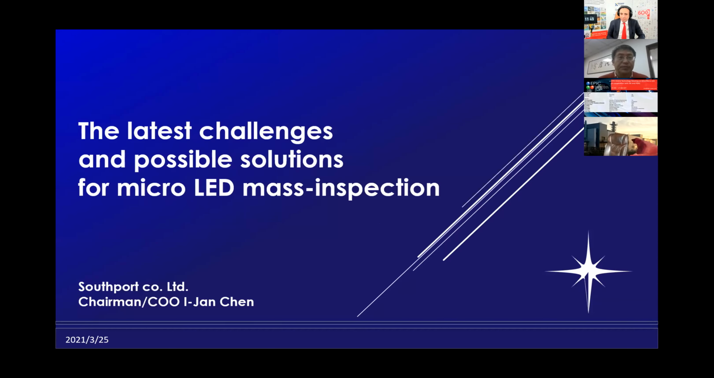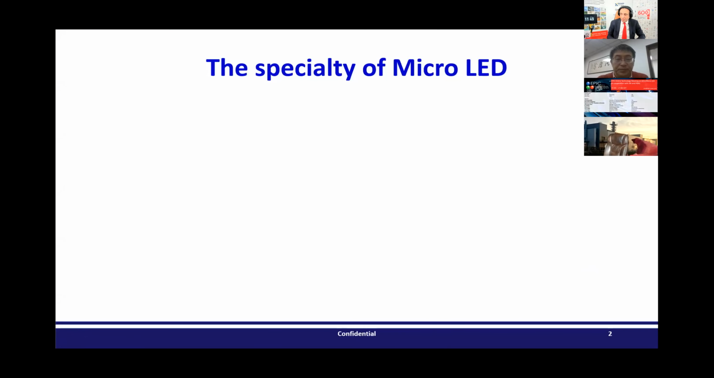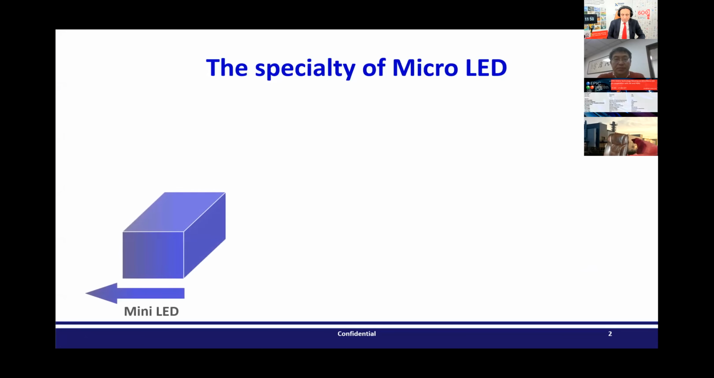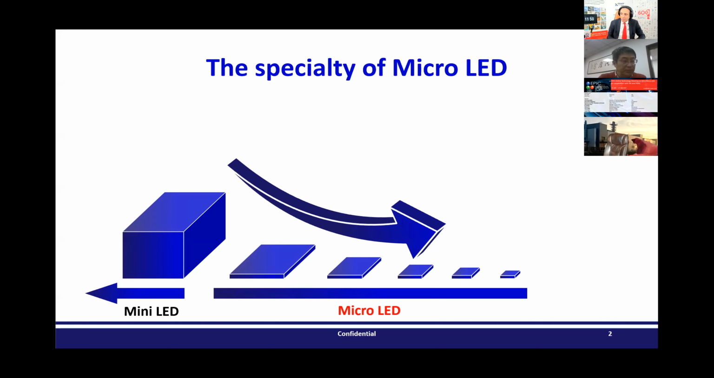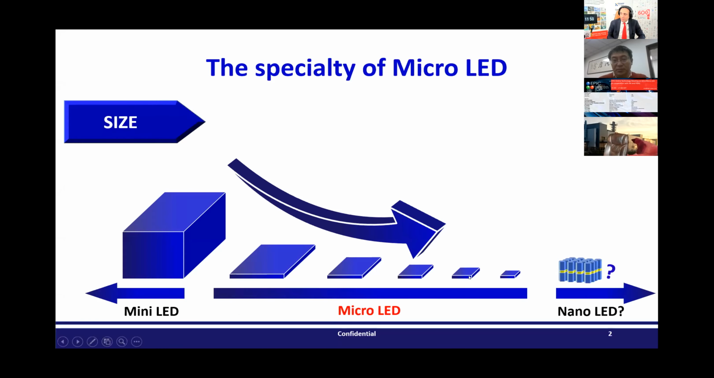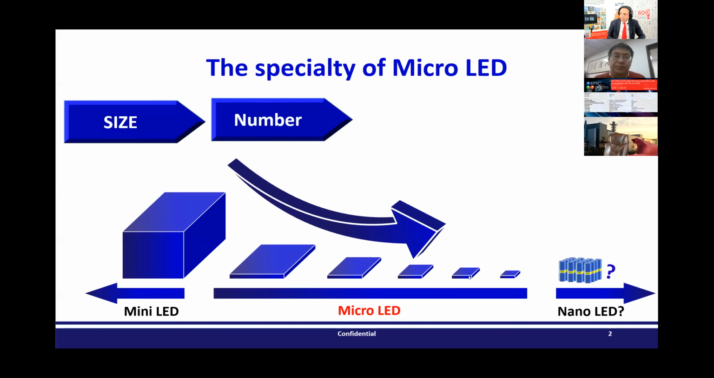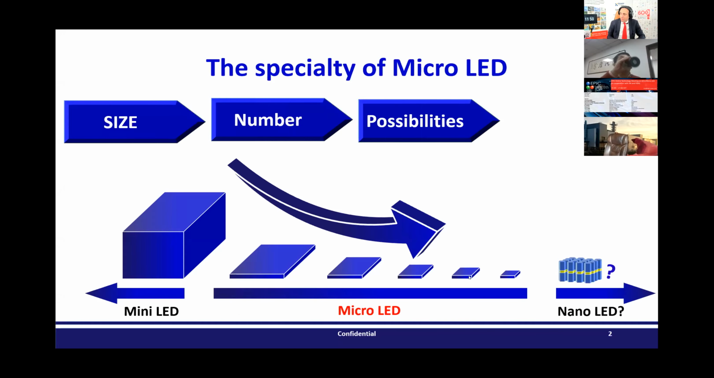Hello, I want to share my experience about the micro LED mass inspection. Okay, I want to start from a simple problem. Why is micro LED so special? I think it's because of the size. When size is getting smaller and smaller, today we have micro LED. Actually, some research groups have announced the idea about nano LED. So smaller size brings us large numbers, and large numbers bring us many possibilities. So it will become great applications.